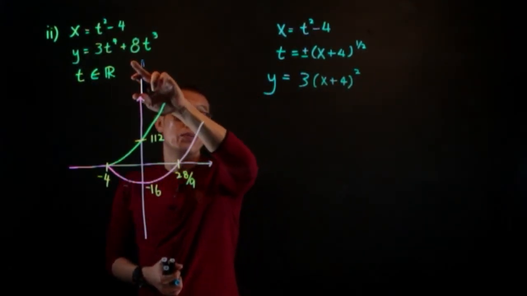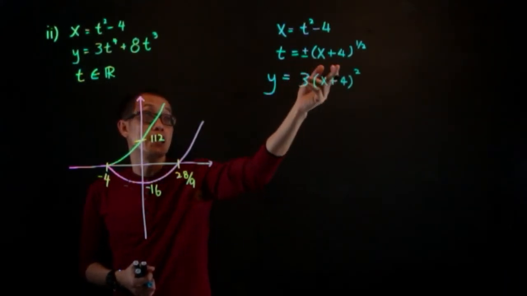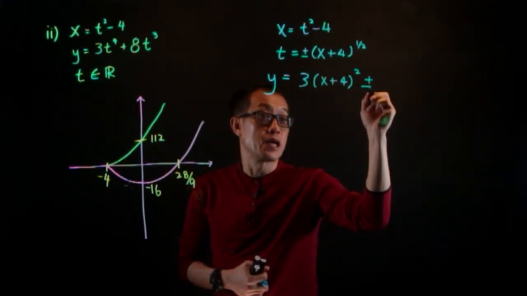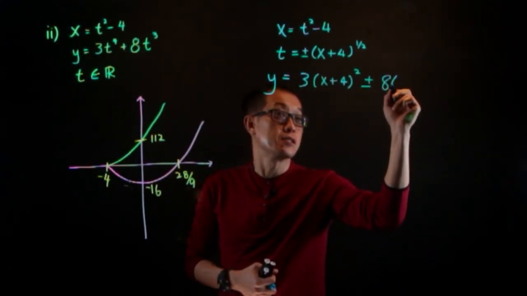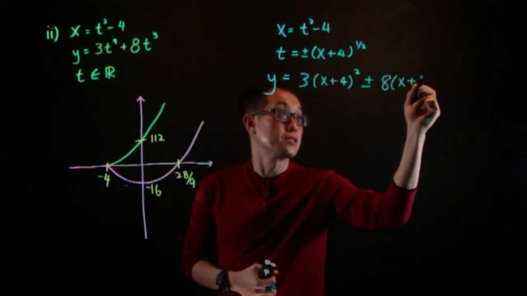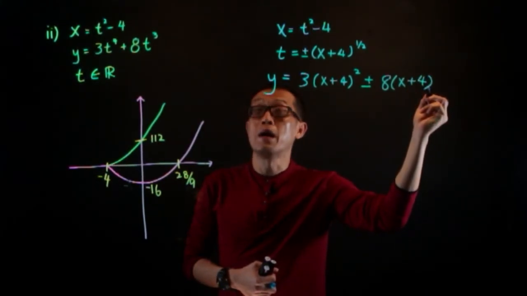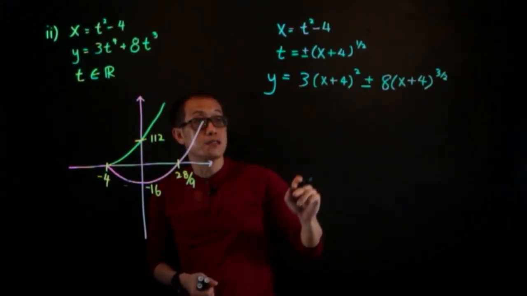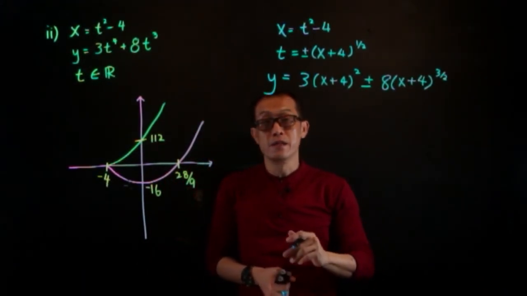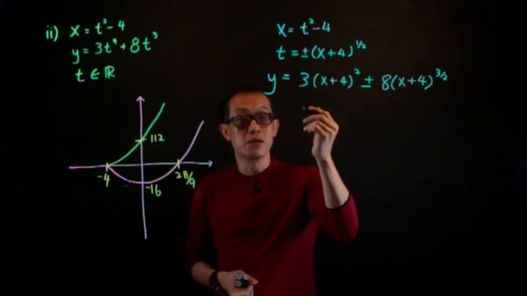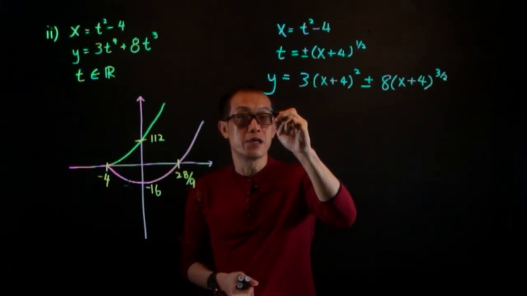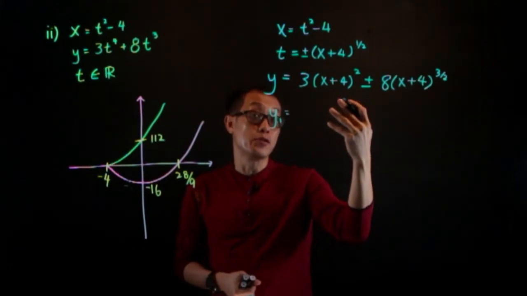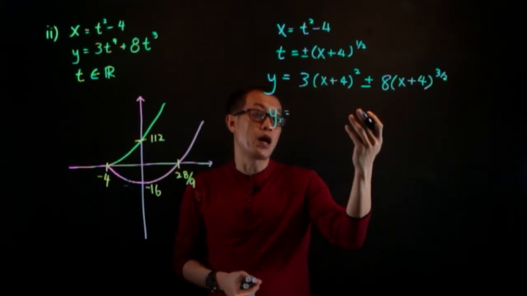Now when you do a cube, the negative will remain negative and the positive will remain positive. So you have a plus minus 8 (x plus 4) to the power of 3 over 2. Now you have a plus minus here. Now if you key it separately into your GC, let's say you key graph 1 as, you set it into Cartesian. Now you see what happened.